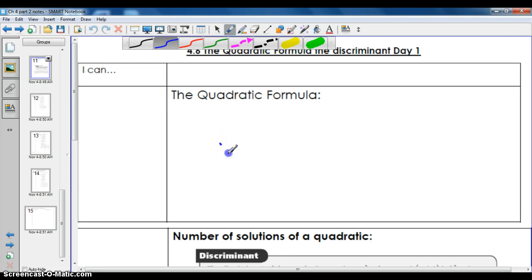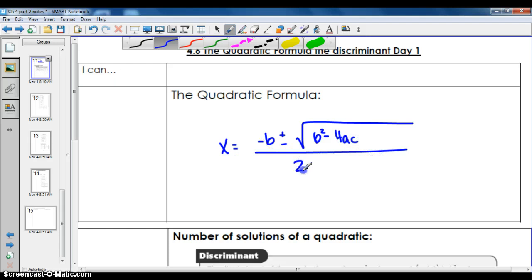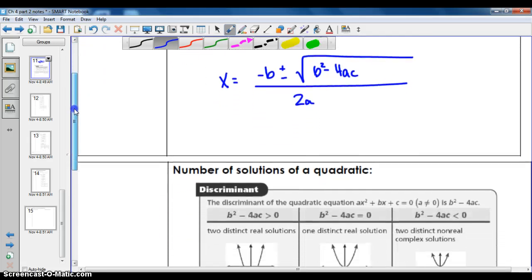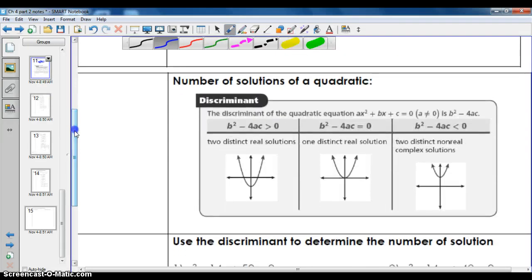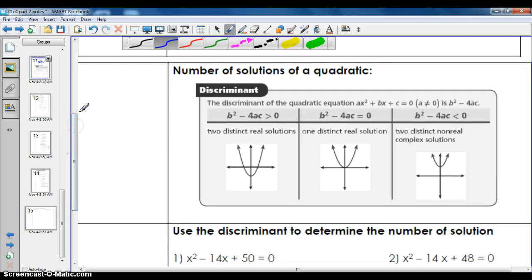So x equals the opposite of b plus or minus the square root of b squared minus 4ac all over 2a. So get that quadratic formula written down. We're going to be using that. But first, what we're going to talk about is the discriminant, which is what's underneath the radical here. So that's going to tell us how many solutions we actually are going to have and what type they are.